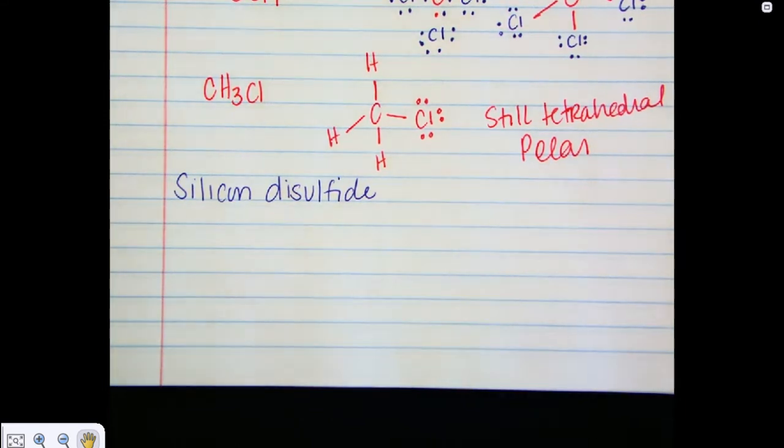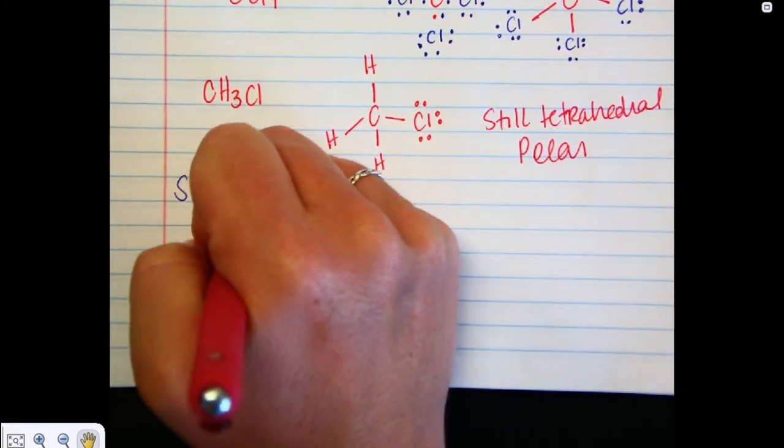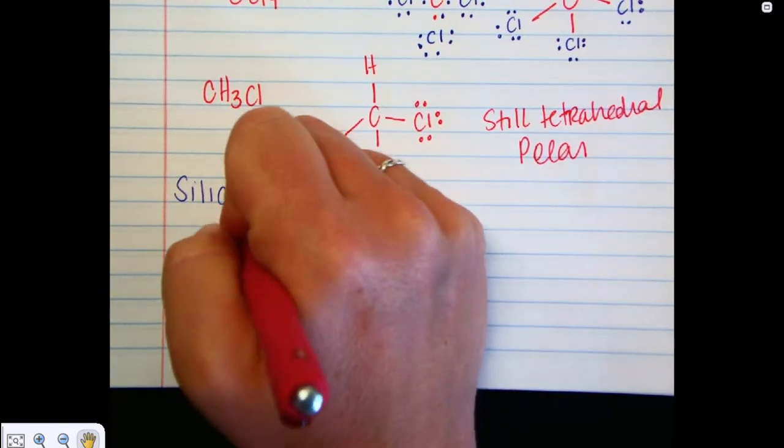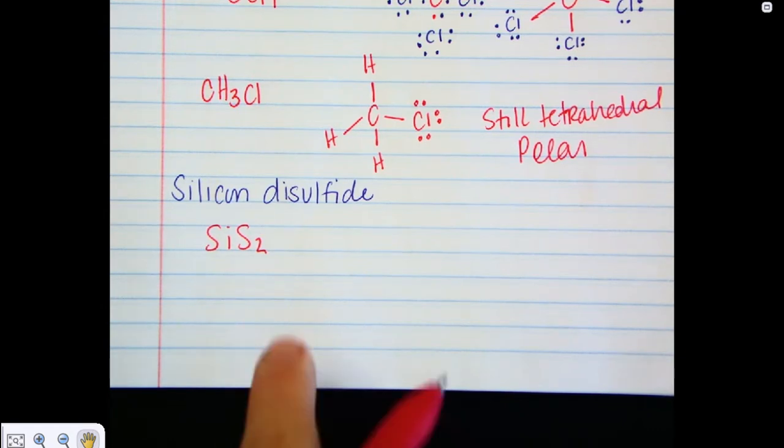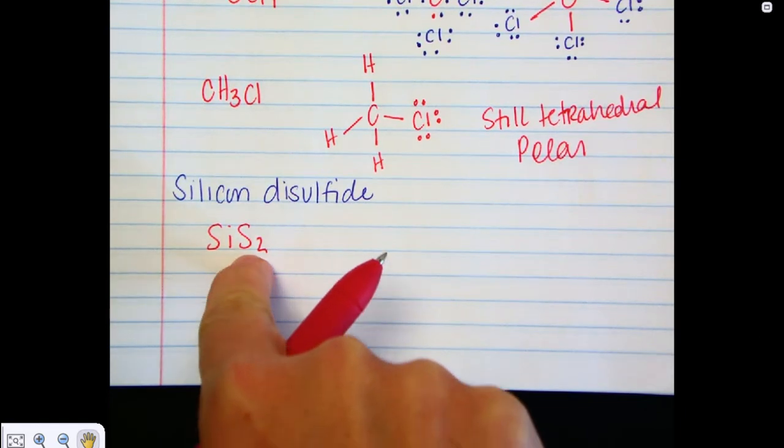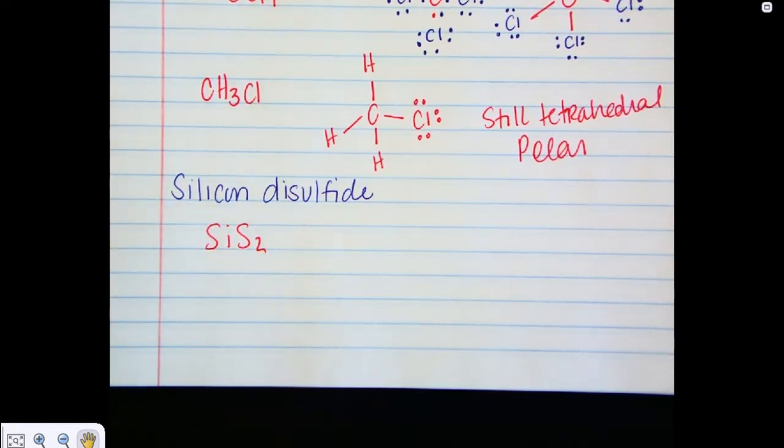So silicon disulfide, Si, di is 2, S2. So silicon in this case is not forming 4 bonds. It's not bonding to 4 things. It's only bonding to 2 things. If it's only bonding to 2 things, and I know I normally make 4 bonds, there's a good indication that I'm going to have a multiple bond here. So I'm going to walk you through how to determine that.